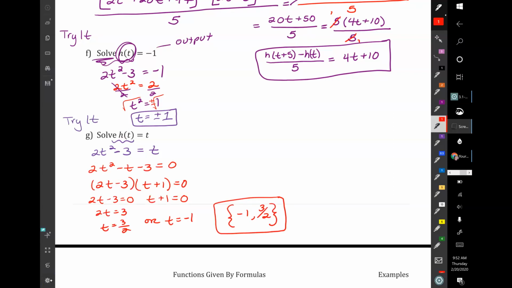Okay, so here it is. I have 2t squared minus t minus 3 equals 0. Factor it to parentheses 2t minus 3 parentheses, and then another binomial, t plus 1. Set equal to 0. Solve those out. I get t equals 3/2 or t equals -1. Double check the domain. It's all good. And my answer is -1, 3/2 inside braces.